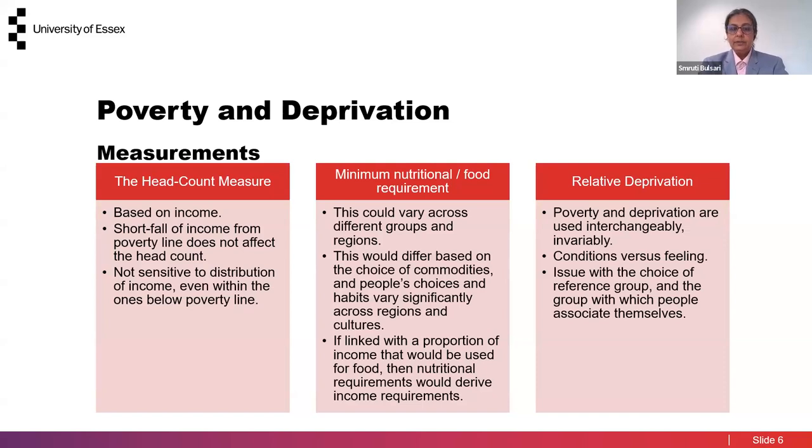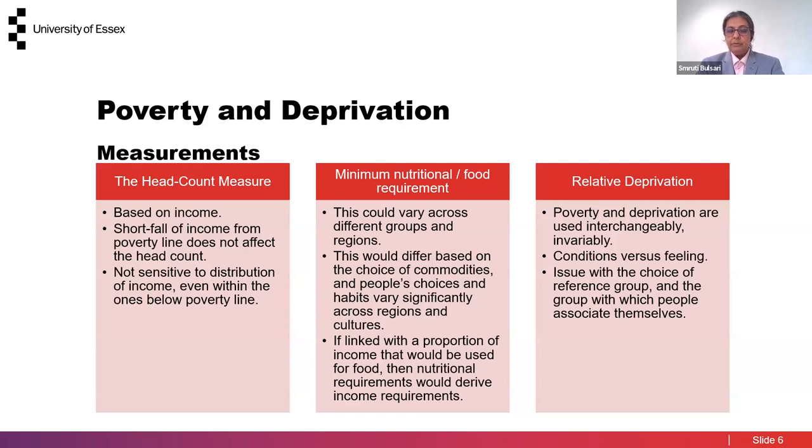Now, coming to the measurements of poverty and deprivation, the two most commonly used and traditional measures of poverty or deprivation are, first, the headcount measure. The headcount measure is based on income, and the number of persons below the poverty line is the headcount of the number of poor. This measure suffers from the limitation that it is not sensitive to the distribution of income, and even among those living below the poverty line, the extent of deprivation cannot be gauged from this headcount measure.